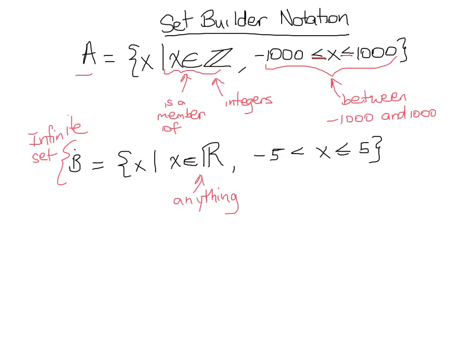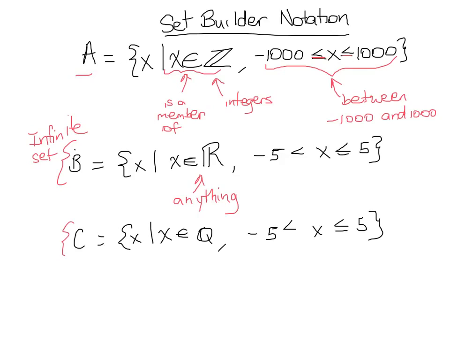In a similar manner, if I had another set, set C, and we were in the set of rational numbers, for a very similar reason, this set will also be infinite. You cannot list every single fraction or every single thing that can be expressed as a fraction between negative 5 and 5, and therefore this set is also infinite.